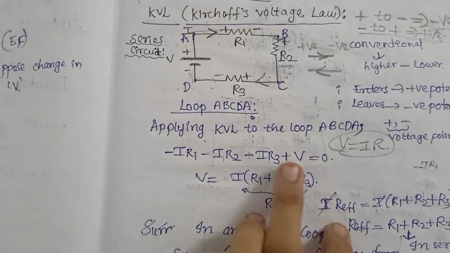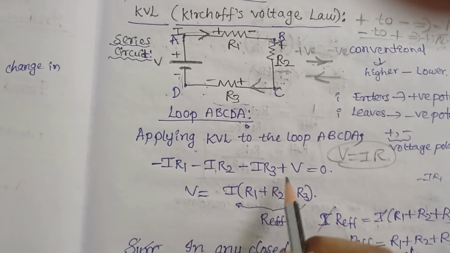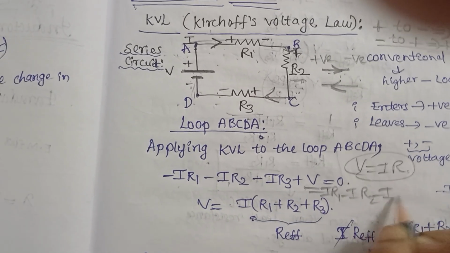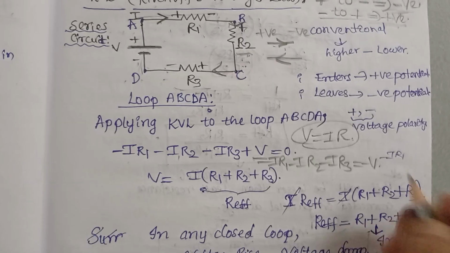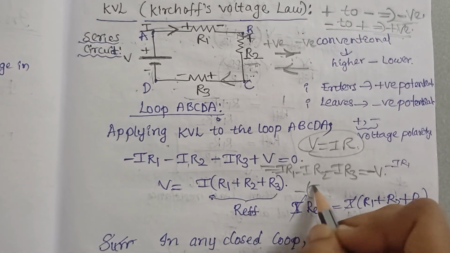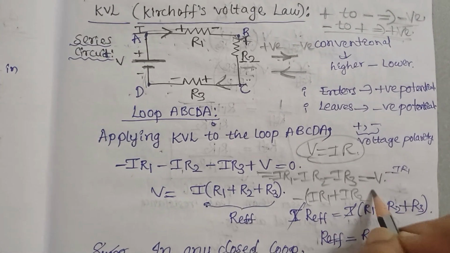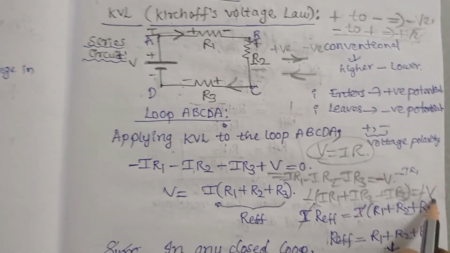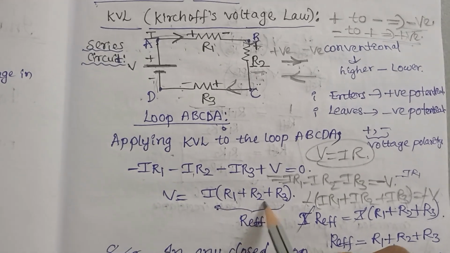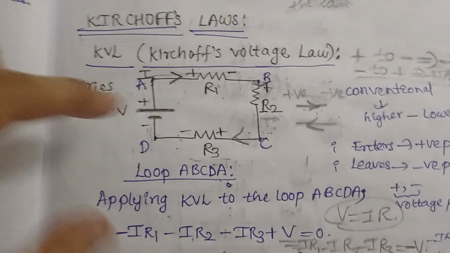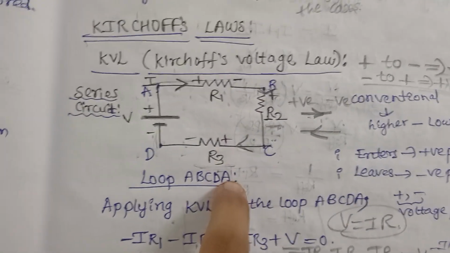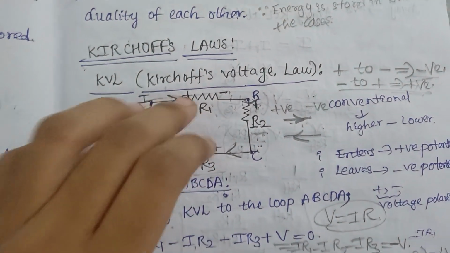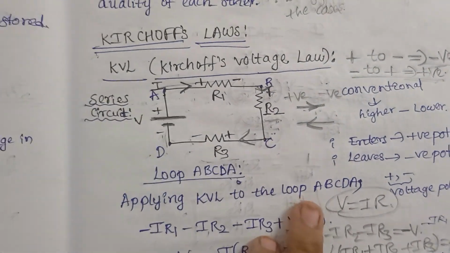Now we can write this as minus IR1 minus IR2 minus IR3 is equal to minus V. If you take minus as common, you will get IR1 plus IR2 plus IR3 equal to minus V, and this minus gets cancelled, and then we get V is equal to I into (R1 plus R2 plus R3). If you observe this circuit, R1 plus R2 plus R3 is nothing but your effective resistance. Since these are in series, we consider the effective resistance to be R1 plus R2 plus R3.